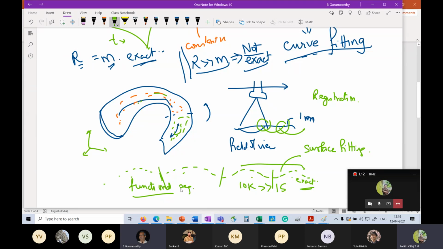Mostly, sir. I'm really struggling with the not exact thing. Like when we are patching a surface, R is really greater than M, so the output won't be as exact as we need, right? Yes.